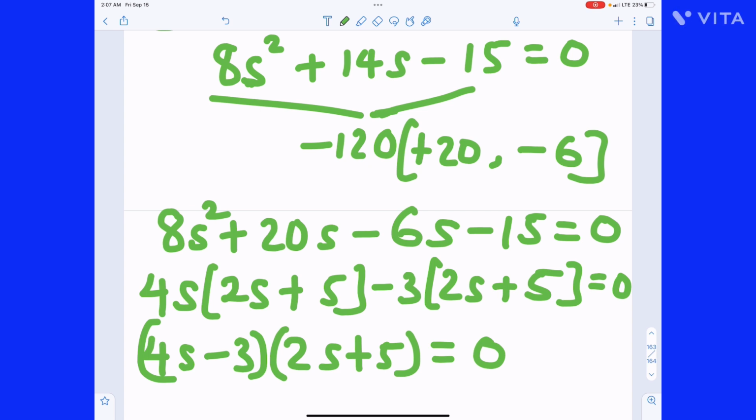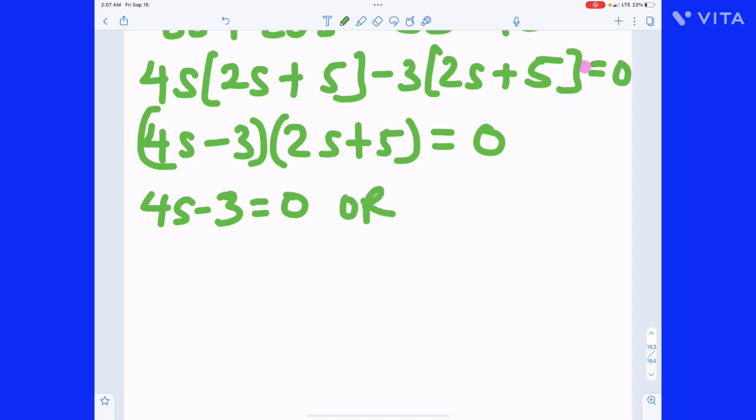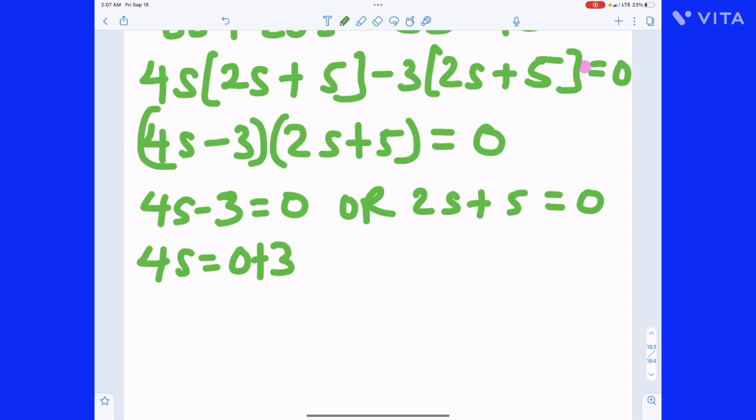What I expect you to do here is very simple. I expect you to pause the video and figure out the factors yourself, in places where I didn't show elementary steps because of how many times we've done it together. So this is 4s minus 3 is 0, or 2s plus 5 is 0. Try to figure out how we got those factors.